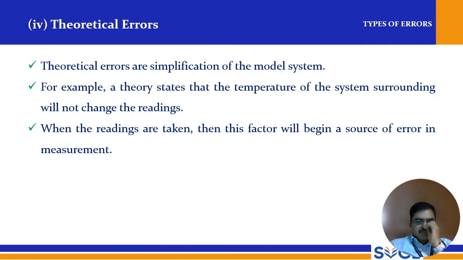Theoretical errors are simplification of model system. For example, a theory states that the temperature of the system surrounding will not change the reading. When the readings are taken, then this factor will become a source of error in measurement. So theoretical errors are simplification of model system. These errors are due to the theoretical development of the model, and this can be minimized with the utmost care. You can minimize theoretical errors.